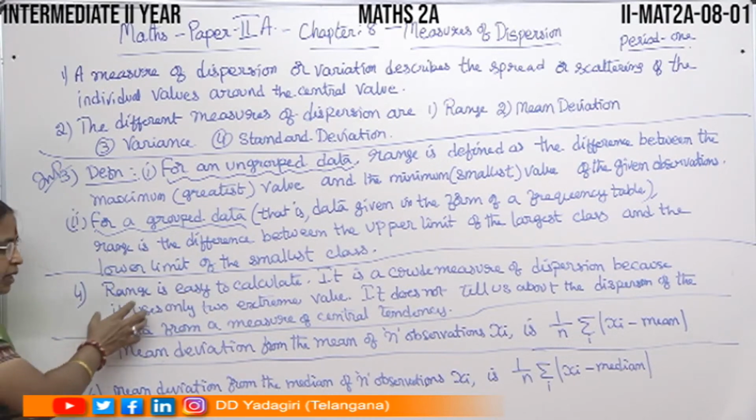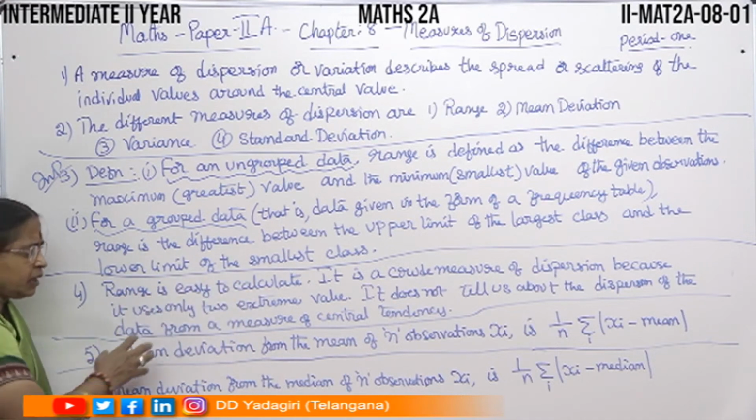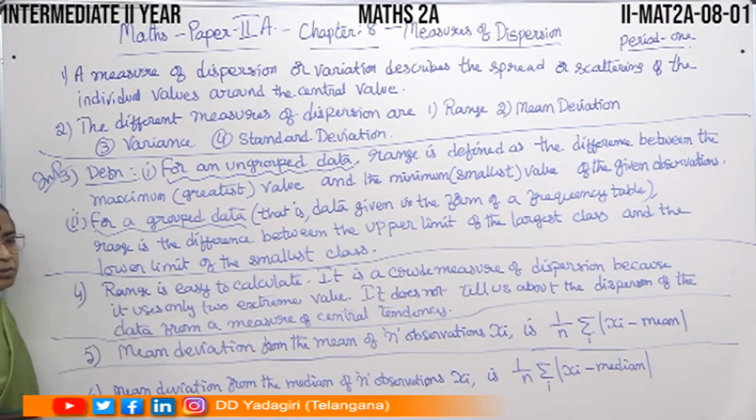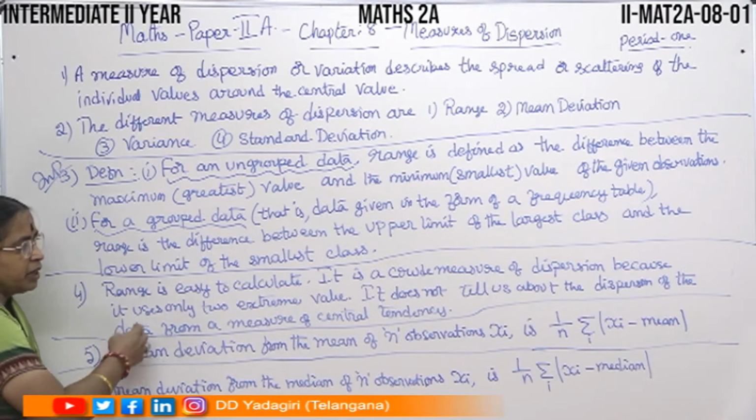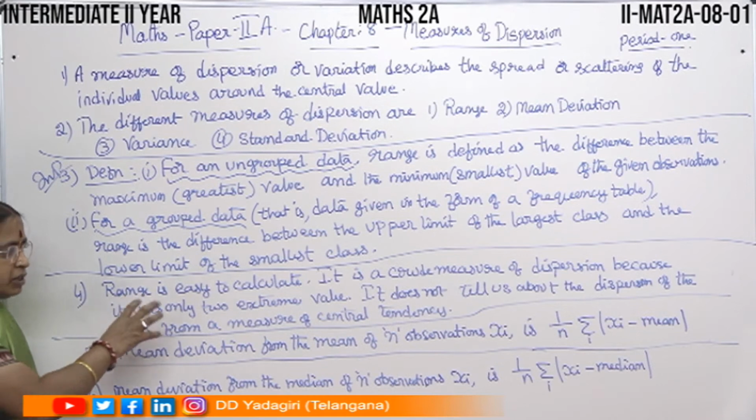So these are merits and demerits. The merit is that range is easy to calculate. Just greatest value minus smallest value is easy to calculate, but it will not give you how the data is scattered around the center value.